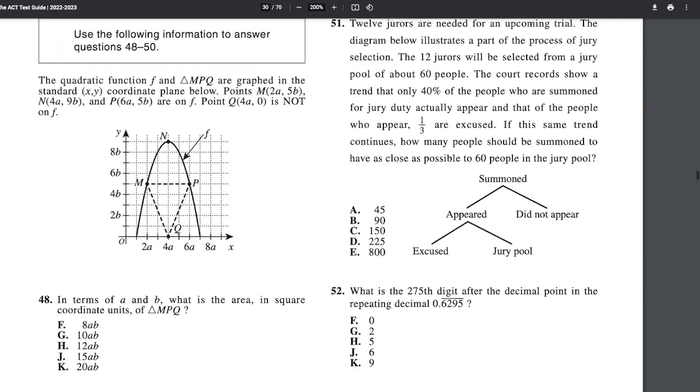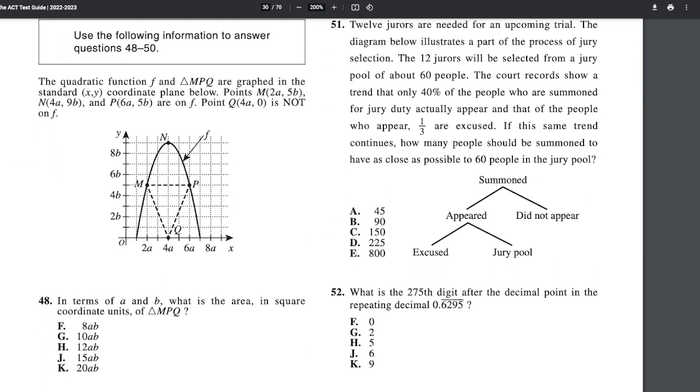Okay, so this one says use the following information to answer questions 48 through 50. The quadratic function f and triangle MPQ are graphed in the standard x-y coordinate plane below. Points M, N, and P are on f. Point Q is not on f. In terms of a and b, what is the area of triangle MPQ?